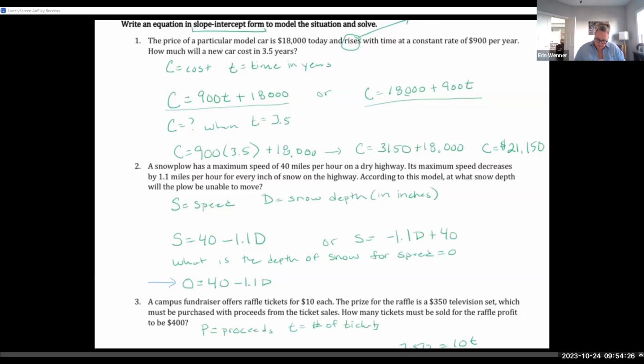Subtracting 40, we're going to have negative 40 equals negative 1.1 D, dividing both sides by negative 1.1, and we get D is approximately equal to 36.36 inches, or about 3 feet, right? 3 feet of snow is going to cause the snow plow to come to a screeching halt.